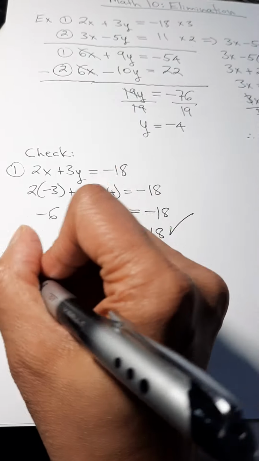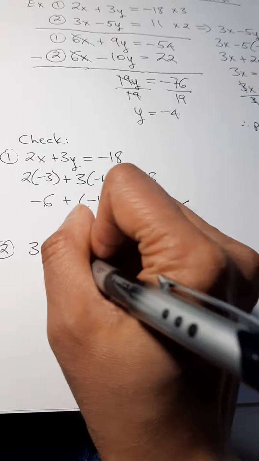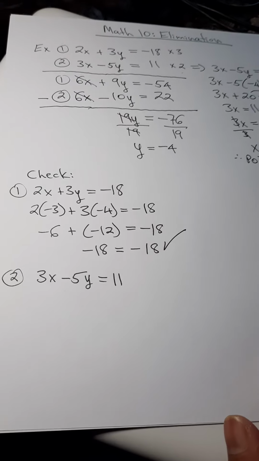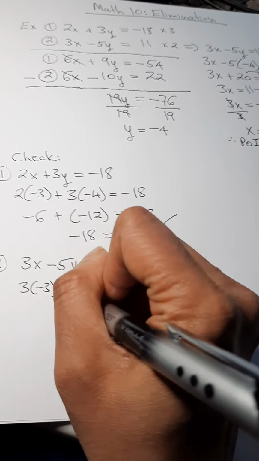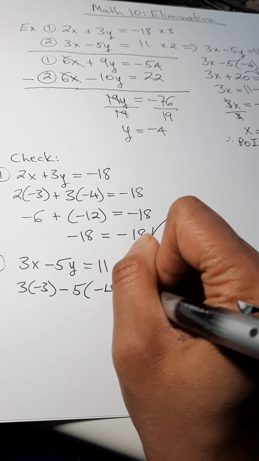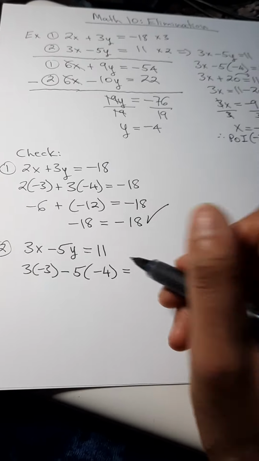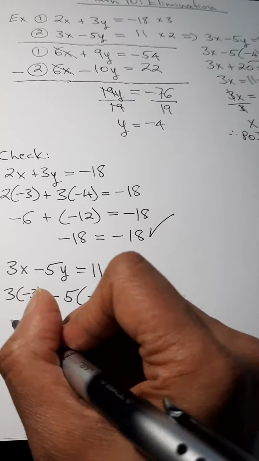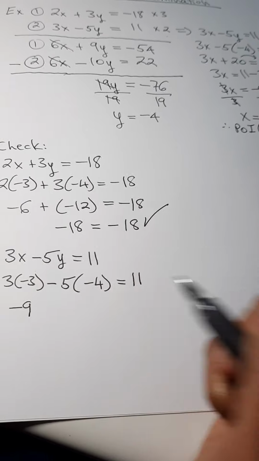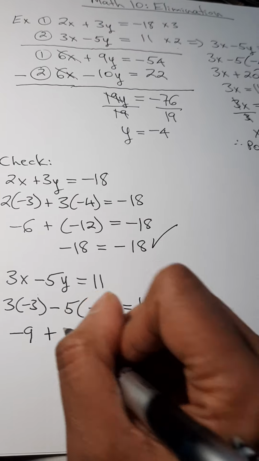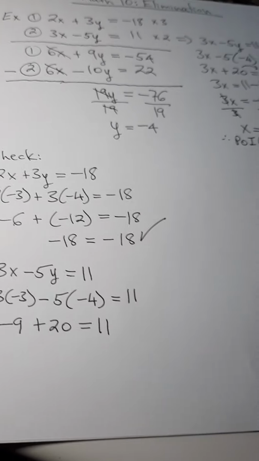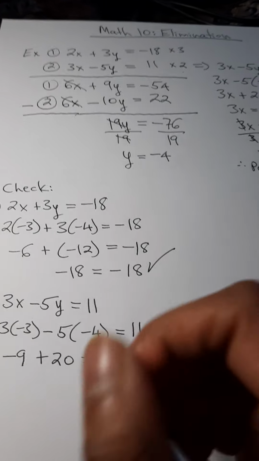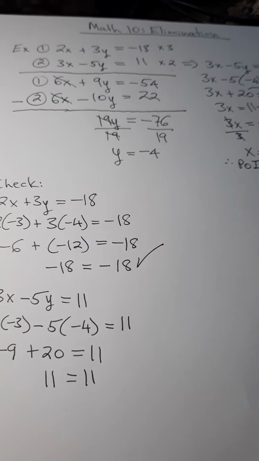And now we're going to take our second equation. I'm going to write it here. So 3x minus 5y equals 11. And we're going to do the same thing. I'm just going to sub in the negative 3 for the x, and for the y, we're going to sub in negative 4, and this is equal to 11. Okay? And so let's multiply it out. 3 times negative 3 is negative 9. Negative 5 times negative 4 is equal to positive 20. So just like this. Okay, and when you do negative 9 plus 20, which is also equal to 11, so we see 11 is equal to 11.